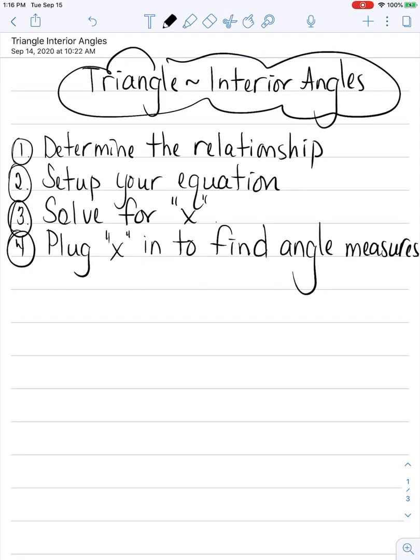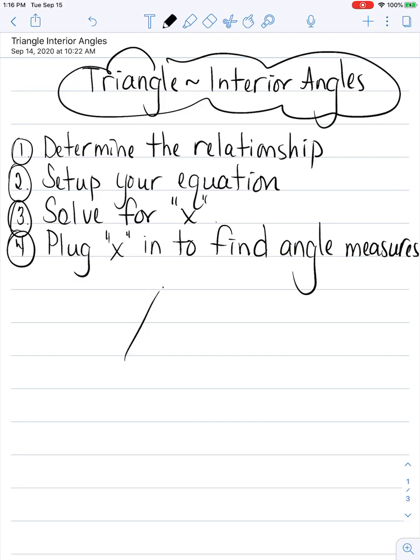So right now, pause the video and I want you to refresh yourself and write down the steps on how to find missing angle measures. So now that you've written down your steps, let's take a look at this new relationship.